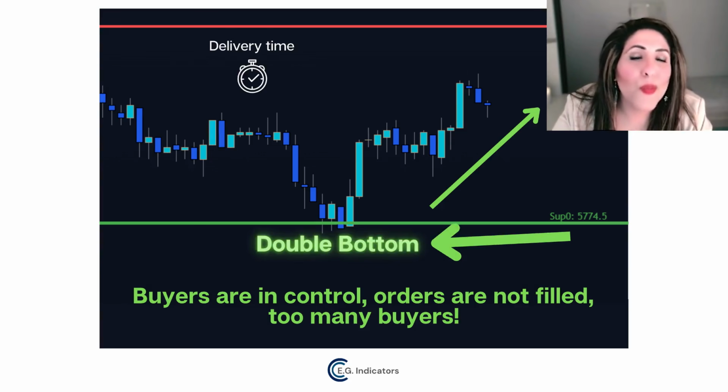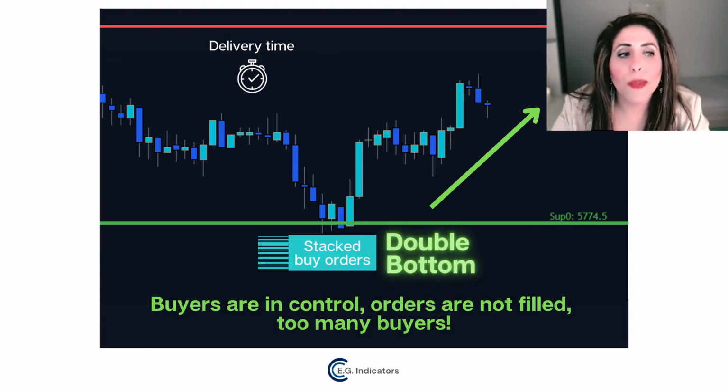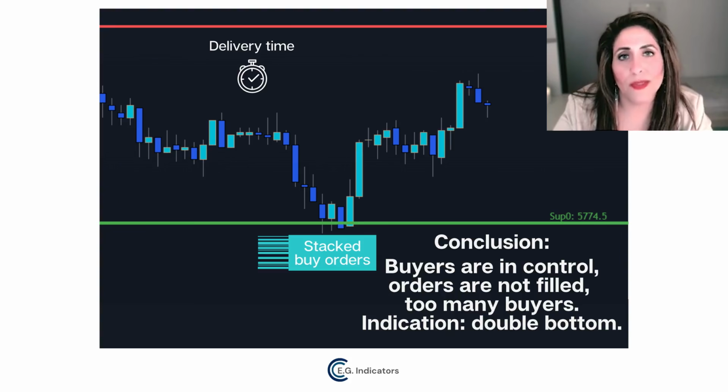So this is why basically a double bottom is created, and of course it depends on the time frame you're looking at, because the market tries to break, then bounce back, tries to break, then bounce back, and a double or even triple bottom is created below the support level. And again, because of so many stacked buy orders resting below this support level.